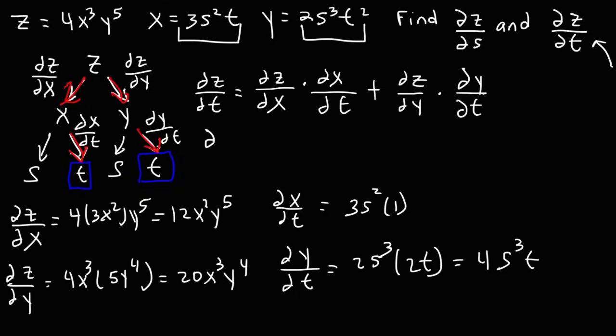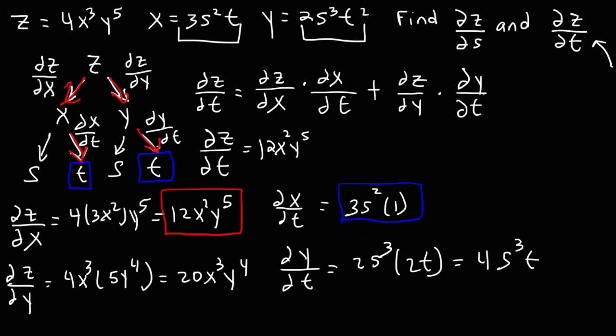Now let's put this all together. So the partial derivative of z with respect to t is going to be the partial derivative of z with respect to x. So that's 12x squared y to the 5th power, and then times the partial derivative of x with respect to t. So that's times 3s squared, and then plus the partial derivative of z with respect to y.